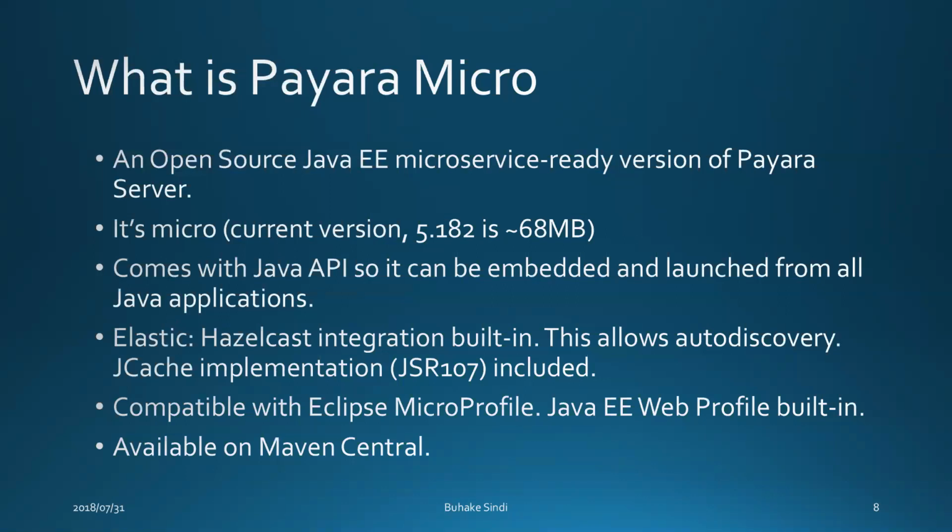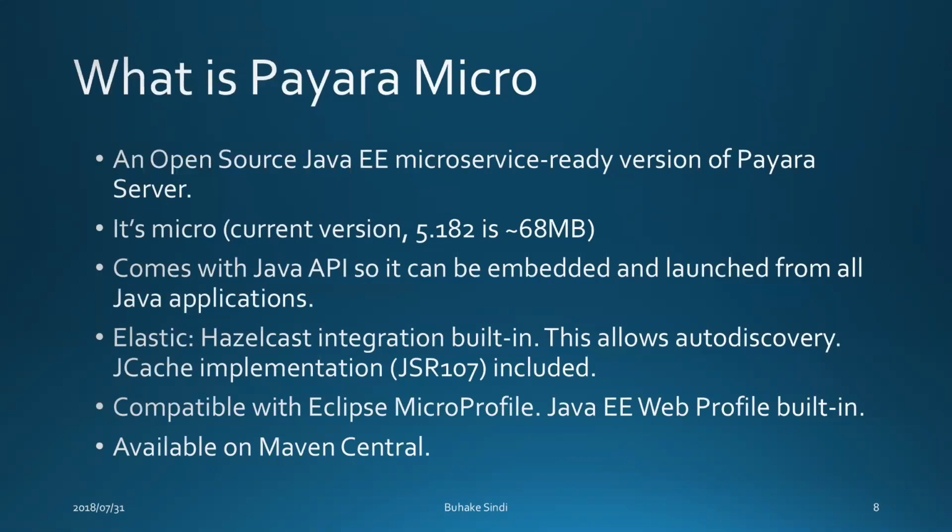And then it's elastic, it's got Hazelcast built in. So if you want to create nodes of Payara server, it's got that built in. It can auto-discover each other. JCache implementation is built in by default. That's an additional feature. It's not really in the specification. So if you want to do caching, Payara Micro gives it to you.